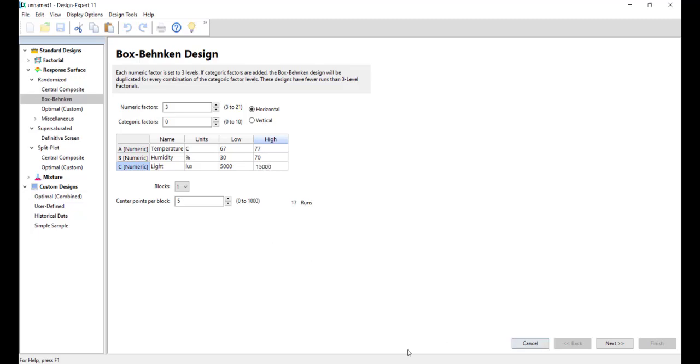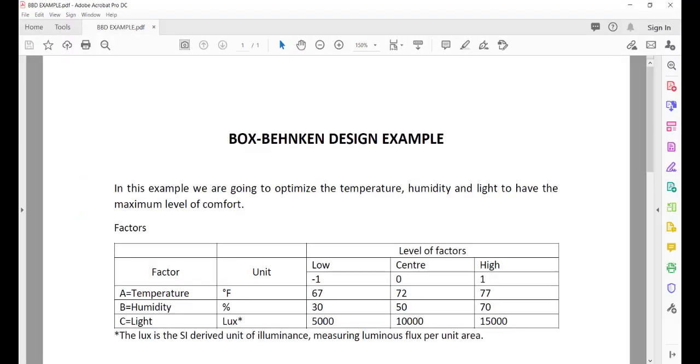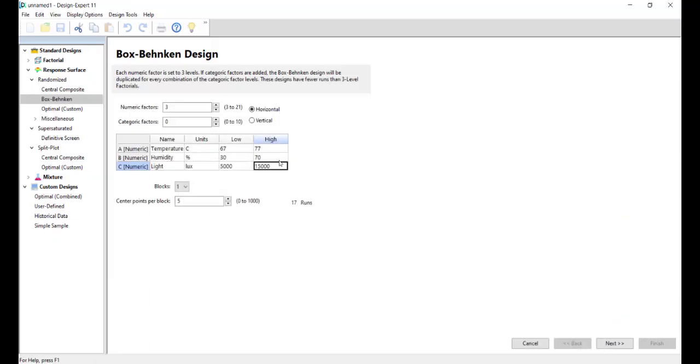15,000. Just double check here. 77, 70, 50,000, same as what we have in our experiment. So they have three factors. You know their units they have entered, and we know the range for each one of those factors. And here we don't have any block as well.